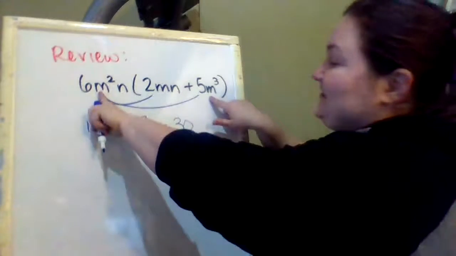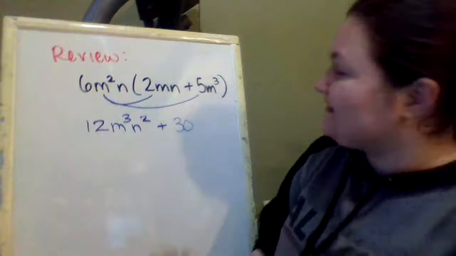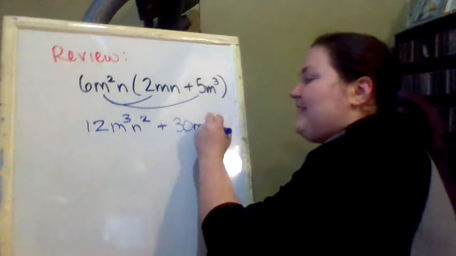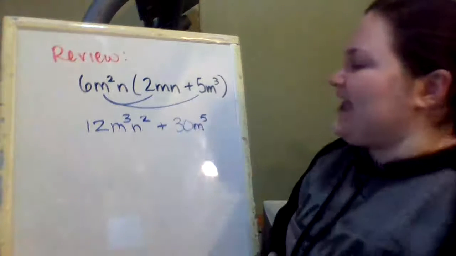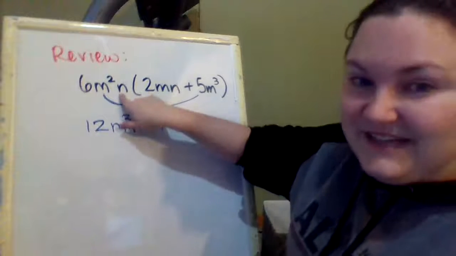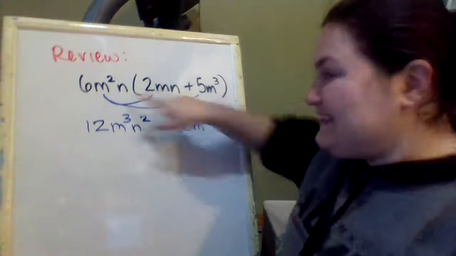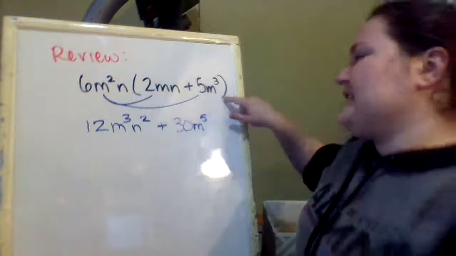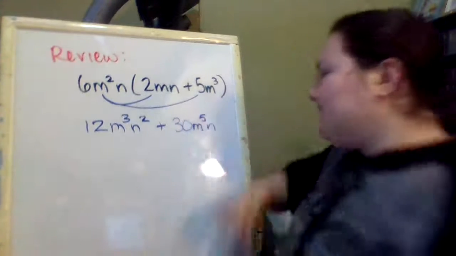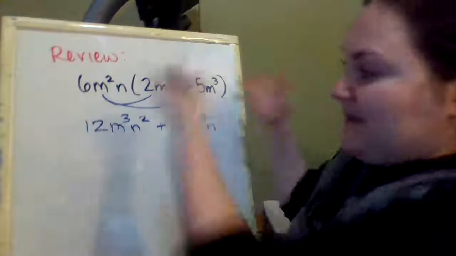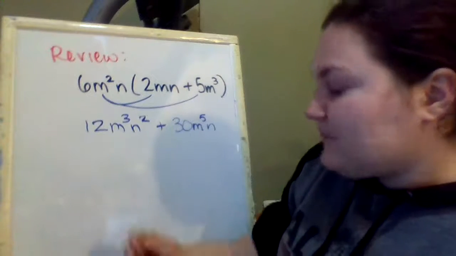When you multiply the m's together, what will you get? I'll get m to the 5th power. And then notice there's an n out here, but there's no other n's to multiply inside the parentheses. We still need to copy it down. So even though there's nothing to multiply it by, it's still in our final answer when you multiply everything together.